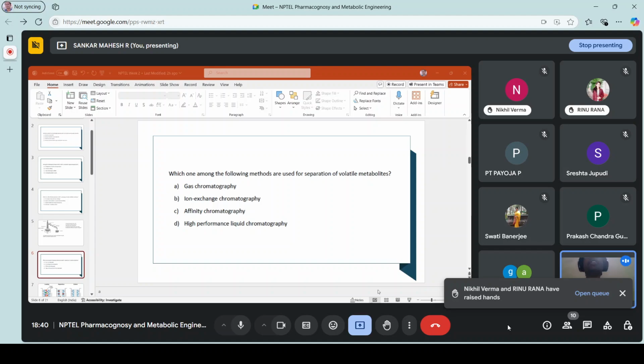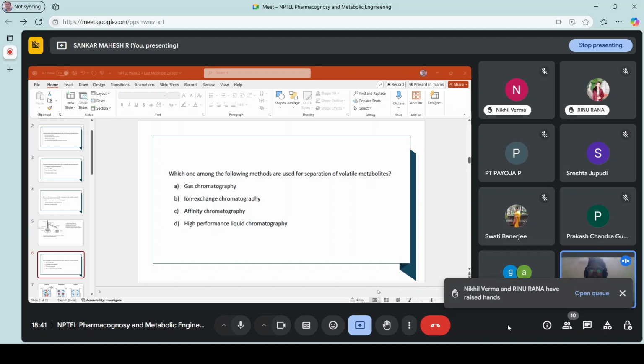Yeah, Nikhil, you can talk about one of the methods here, which is an incorrect option. Sir, affinity chromatography is incorrect because it is based on immobilization ligand binding with a specific product. It is very specific in nature, and it only works on liquid samples.